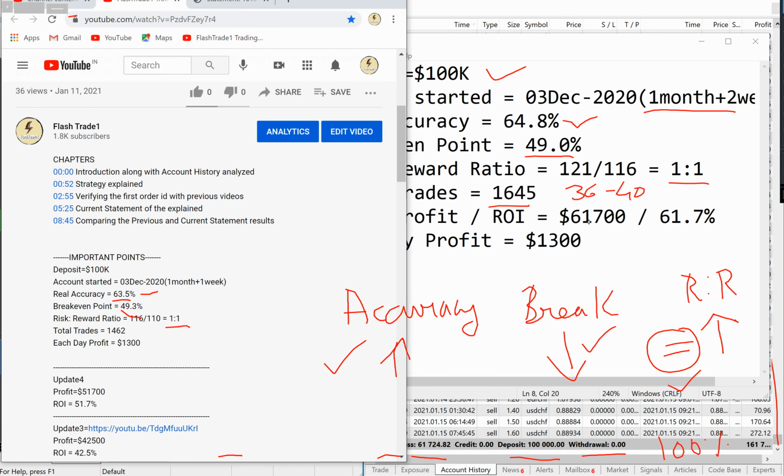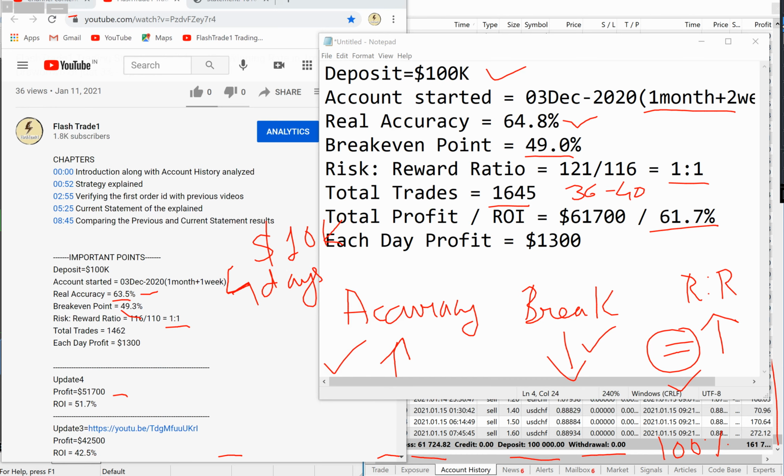Previous time, 4 days before, the total profit was 51,500. We have been able to make $10,000 profit in 4 days of time, and real accuracy of the account is 61.7. Each day profit one can consider 1,300 to 1,500 daily on the same account.